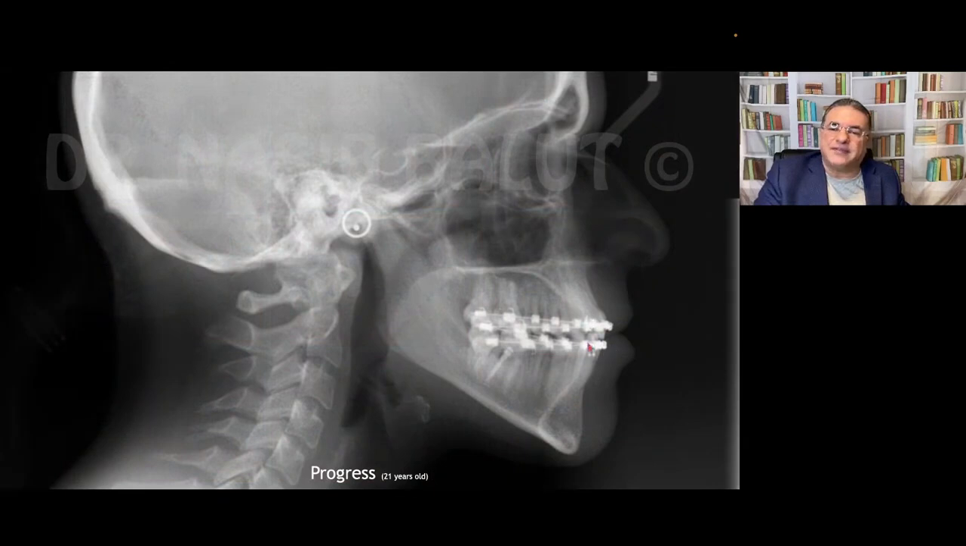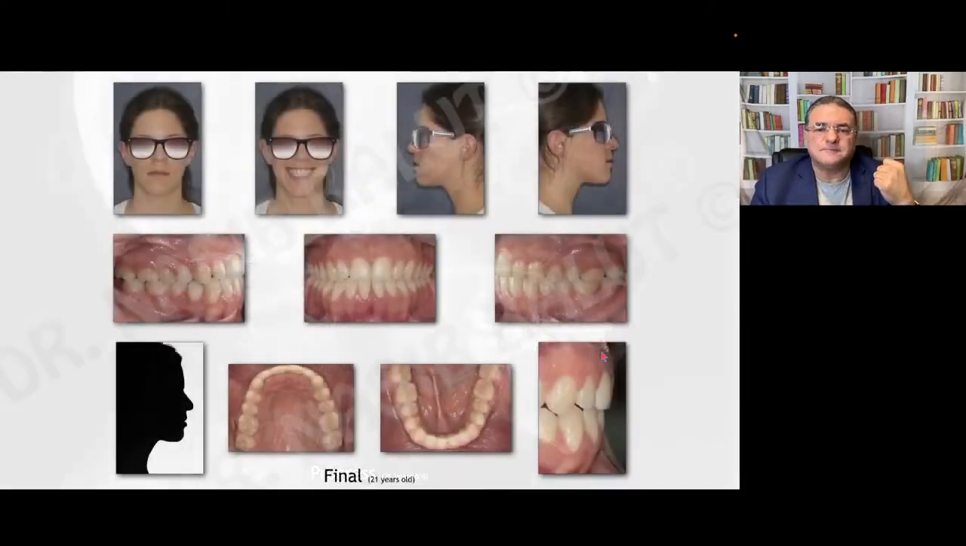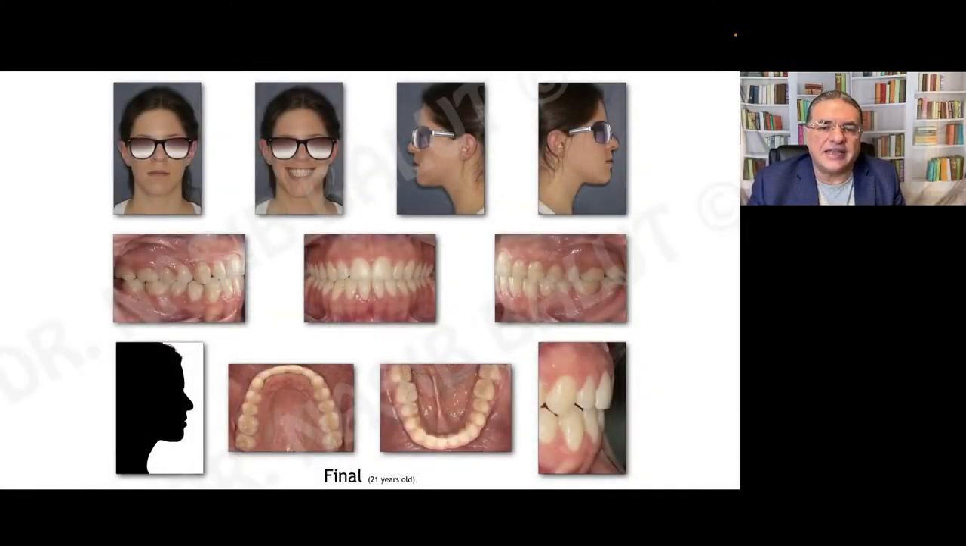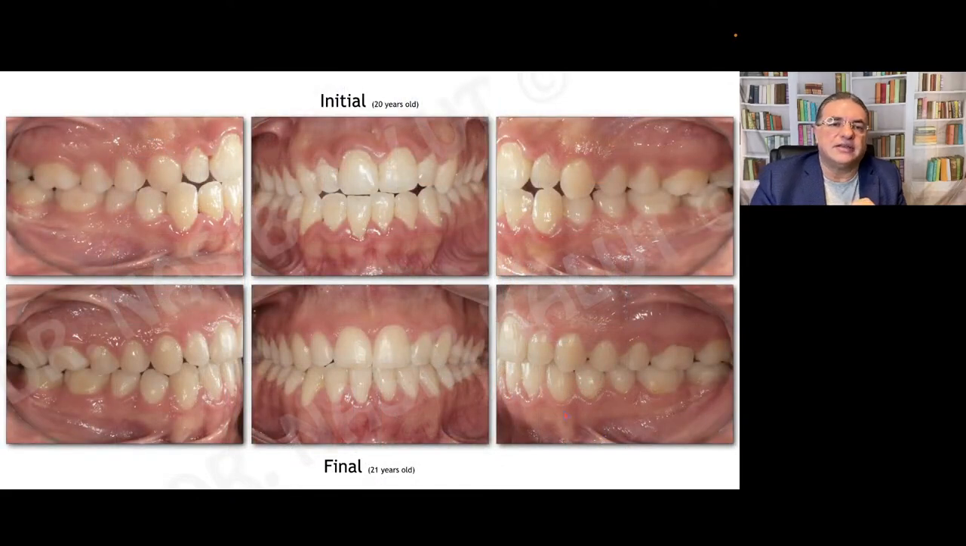Now we don't have the edge to edge relationship. We got some distalization, and this is her at the end of the treatment, now with a better overbite and overjet. This is the way she was at the beginning, and we camouflaged the problem because she was not very compliant with the use of class 3 elastics on the left side. We needed to use mini implants.